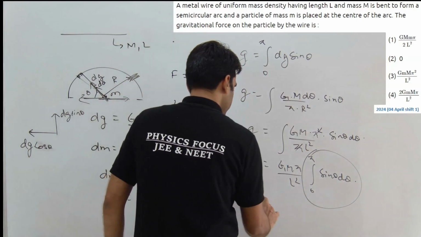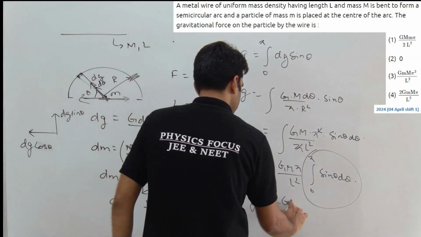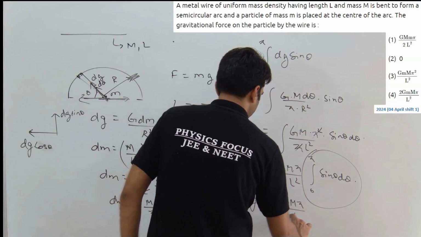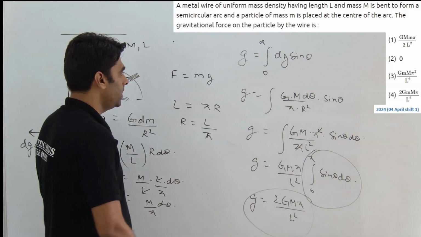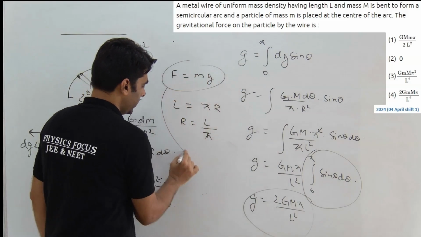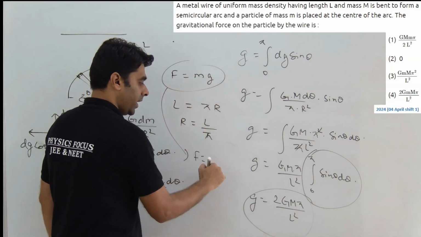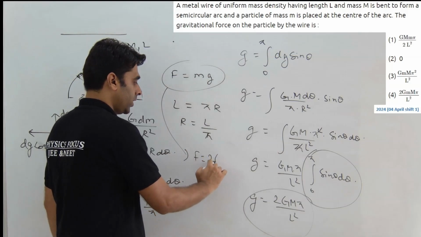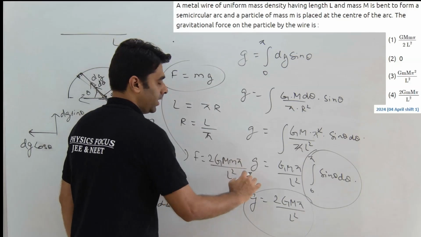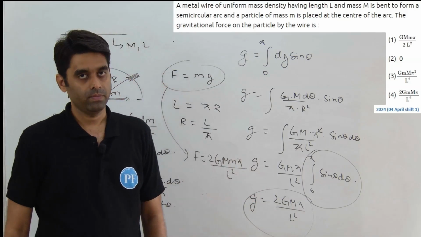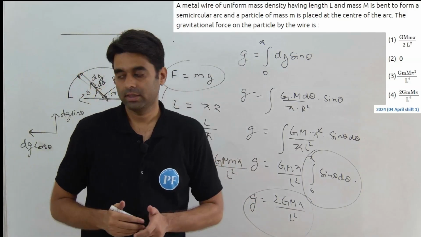So our small g value comes out to be 2 times G capital M pi by L squared. Once we have got our small g, the force we can write as small m into g, that is 2 times G capital M small m pi by L squared. Right? This is our answer.